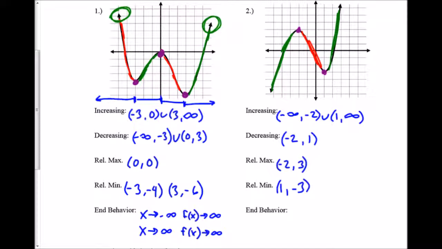And then end behavior is essentially the same thing. We're looking as x goes to -infinity, and then we're seeing what the function does as x goes to +infinity. So x going to -infinity is this side of the graph, which goes down. So f of x is going to -infinity. And then looking as x goes to +infinity is the right side of the graph, which is going up. So that's f of x going to +infinity. Okay?